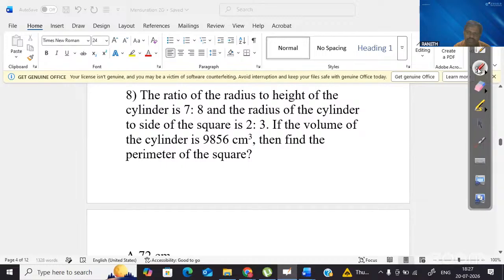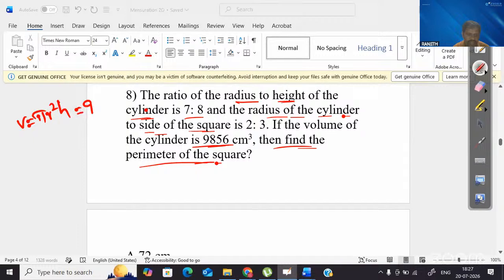The ratio of the radius to the height of the cylinder is 7 is to 8. If the ratio of the radius of the cylinder to the side of the square is 2 is to 3, and if the volume of the cylinder is 9856, then find the perimeter of the square. The volume of the cylinder is pi r square h, which is equal to 9856. Here the ratio of the radius to the height of the cylinder is 7 is to 8.